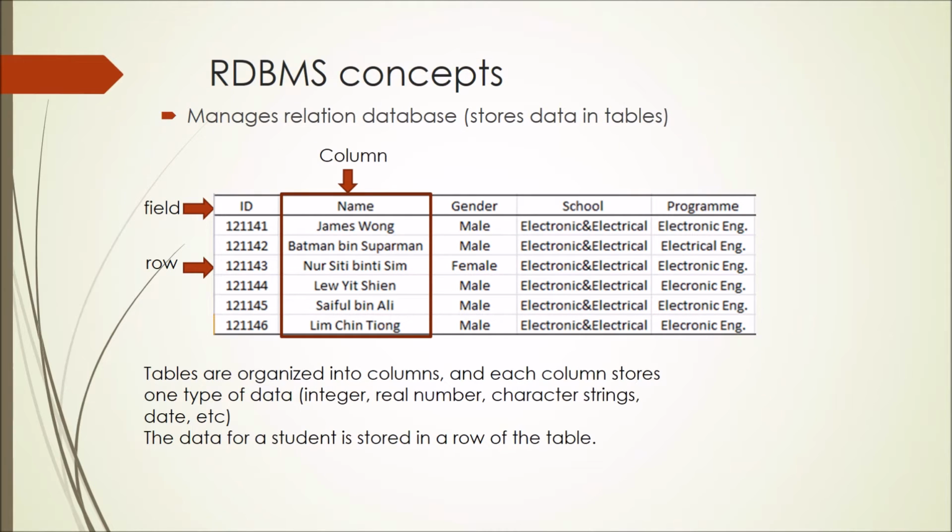RDBMS concepts store data in tables. Tables are organized into columns, and each column stores one type of data. The data for a student is stored in a row of the table.